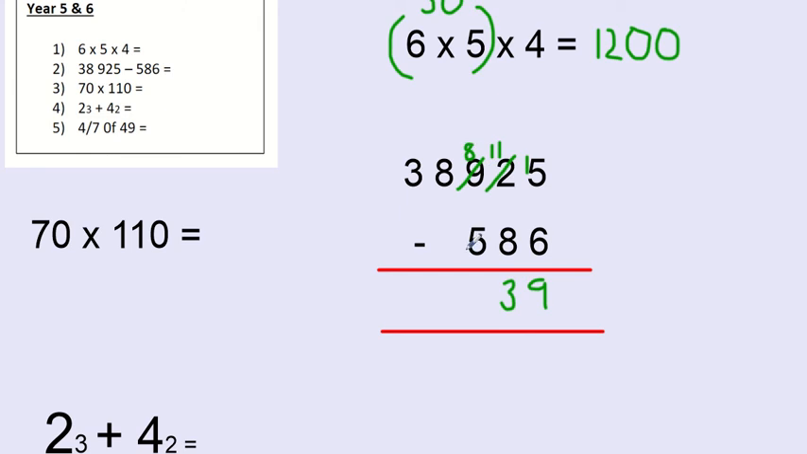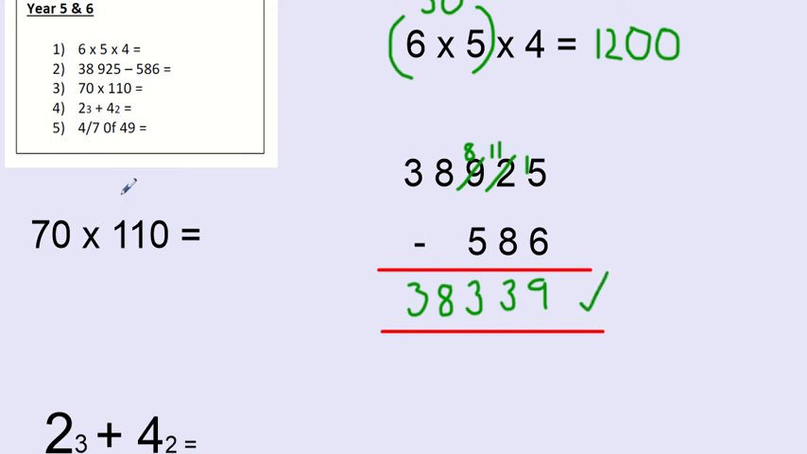Now I've got 8 subtract 5, which is 3. 8 subtract 0 is 8. And 3 subtract 0 is 3. So if you've got 38,339, give it a neat little tick.